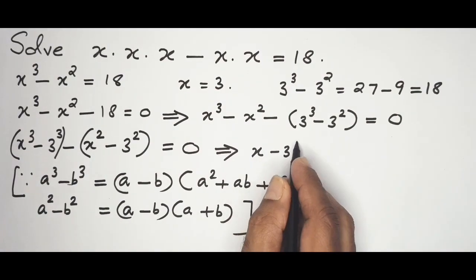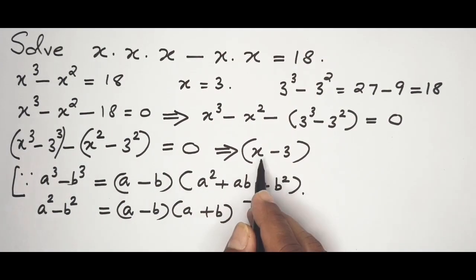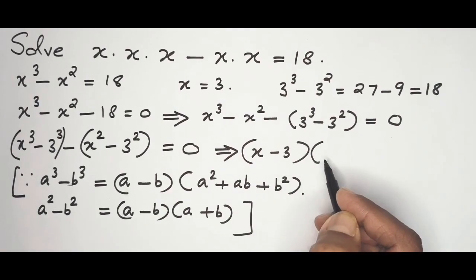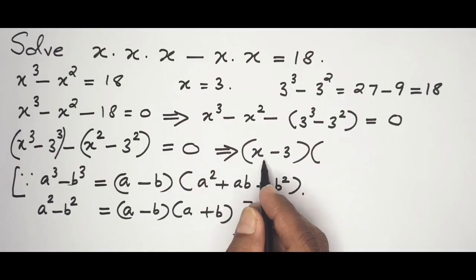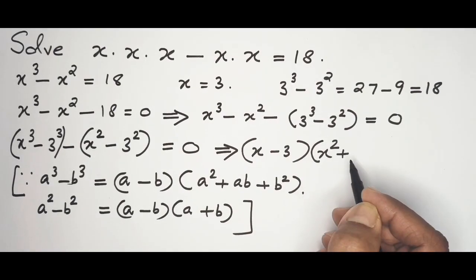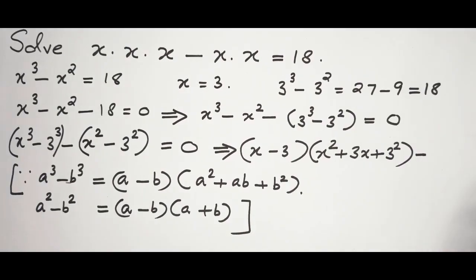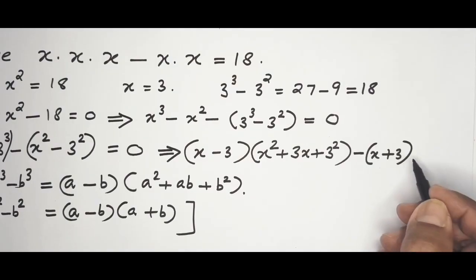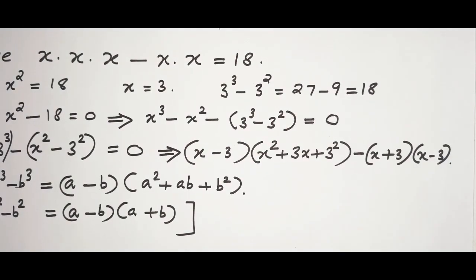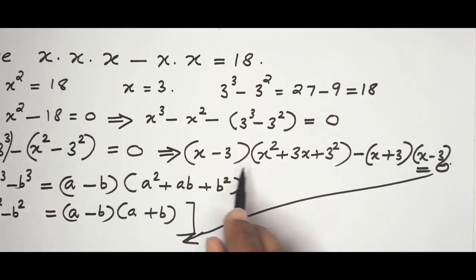x minus 3. This corresponds to a minus b. Here x, as you can see, is a and b is 3. So you get x minus 3 multiplied by the second term, which is a squared. In this case, it will be x squared plus product of these two, 3x, plus 3 squared, minus, then let me expand x squared minus 3 squared, which will be x plus 3 multiplied by x minus 3. Okay, then there is 0. The whole thing equal to 0. That's the right side. This is only the left side.